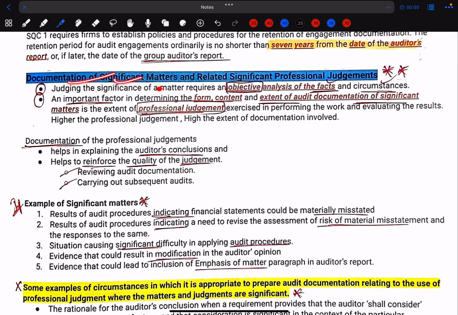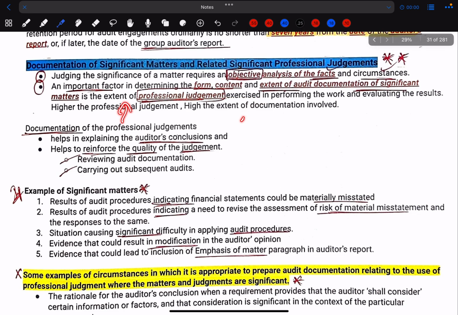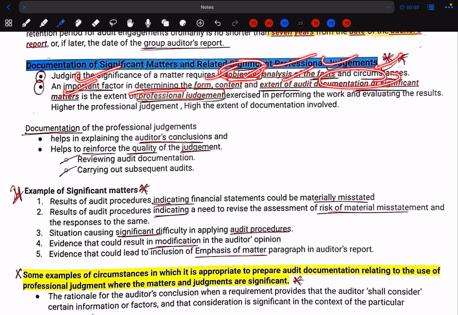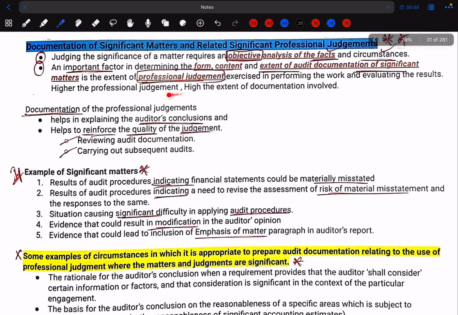So judging the significance of a matter requires objective analysis. Remember, objective analysis of facts and circumstances. An important factor determining the form, content, and extent of audit documentation of significant matters is the extent of professional judgment exercised in performing the work and evaluating the results. So higher the professional judgment, higher the extent of audit documentation involved.